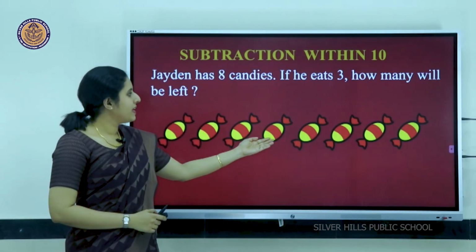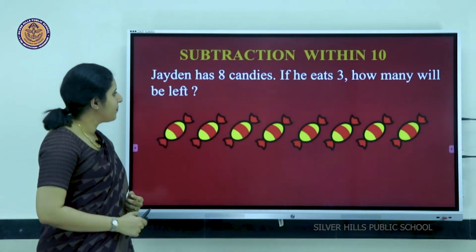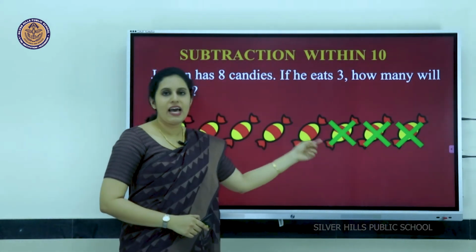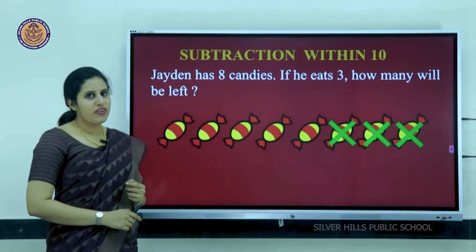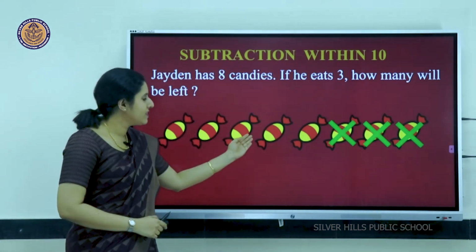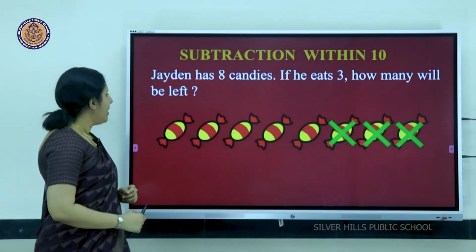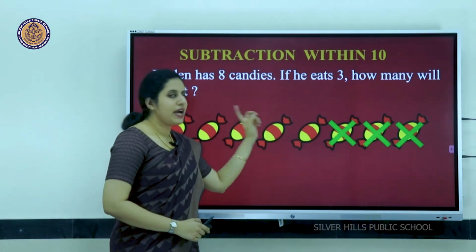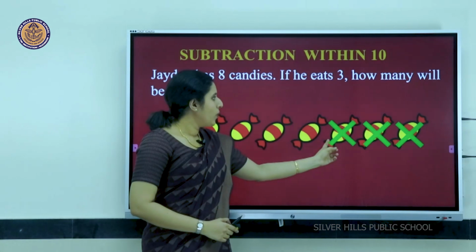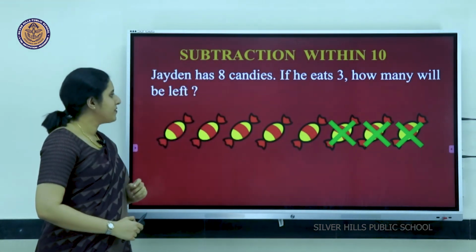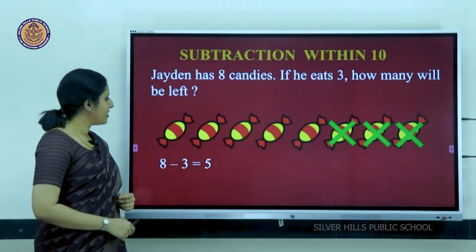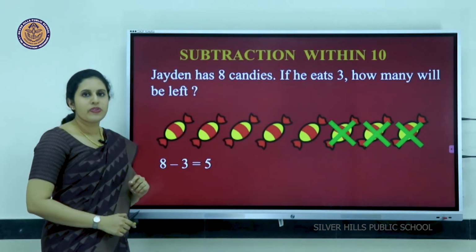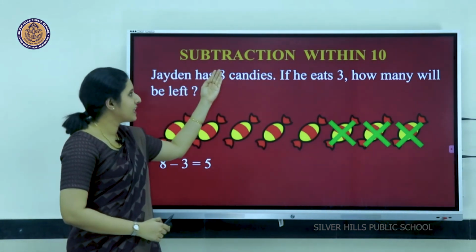From the total number of candies, if he is eating 3, see how I have crossed 3 candies? Why? Because he ate 3 of them. 1, 2, 3, I have crossed it out because Jayden ate 3 candies. From 8, if 3 are gone, let's see how many are left. 1, 2, 3, 4, 5. So, from 8 candies, when 3 candies are eaten, you will be left with how many? 5 candies. How do you write that using a subtraction sentence? Yes, 8 minus 3 is equal to 5. So, this is an example of a question from subtraction within 10.